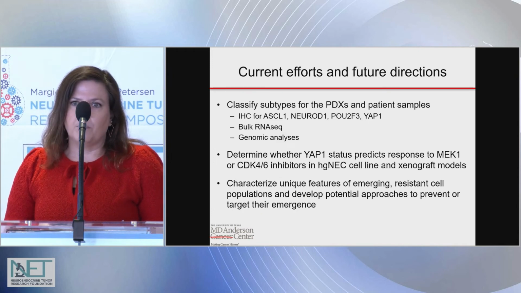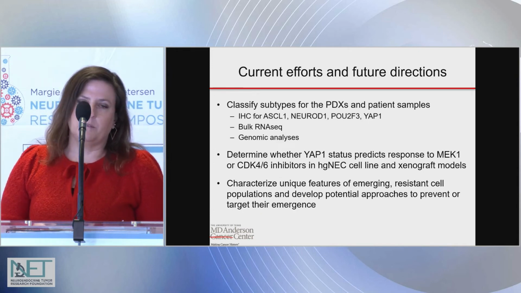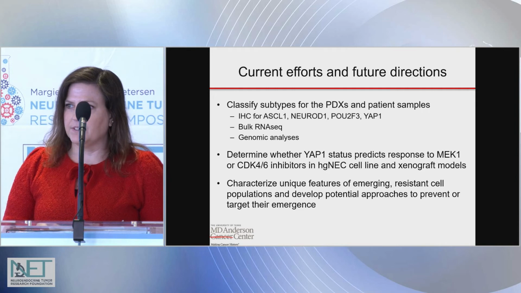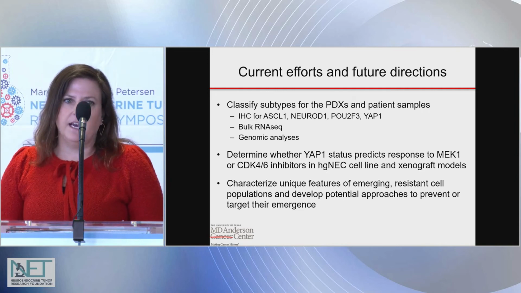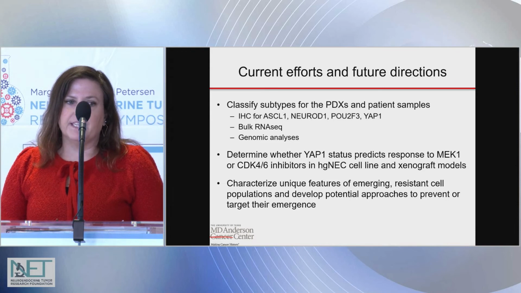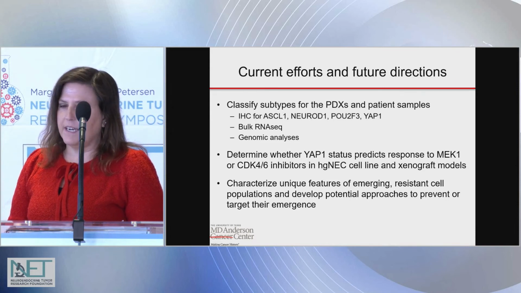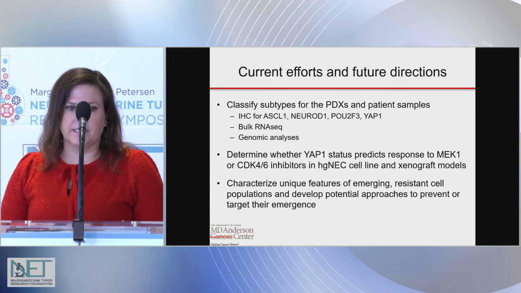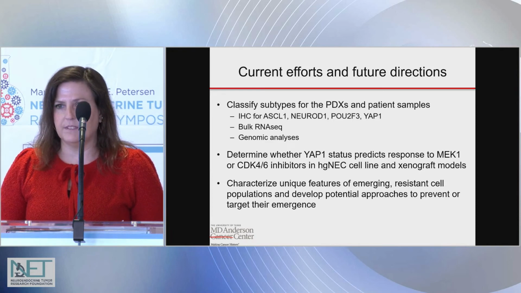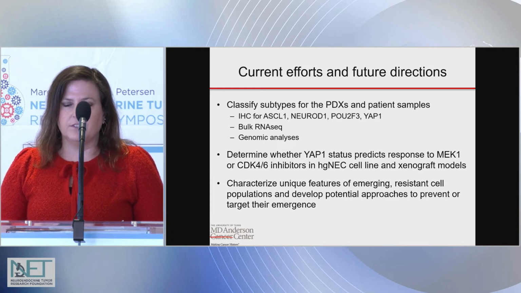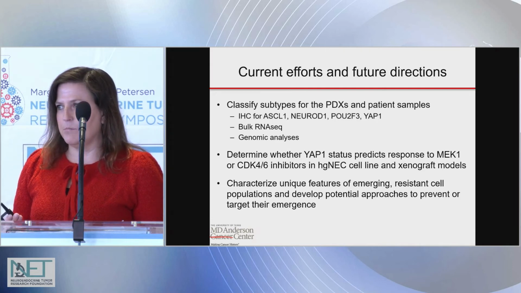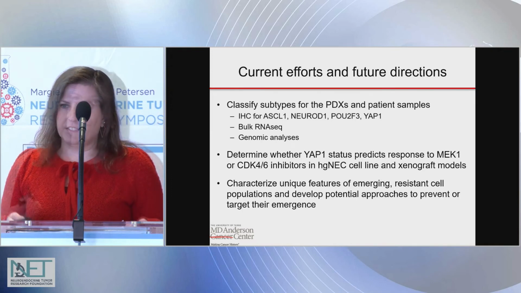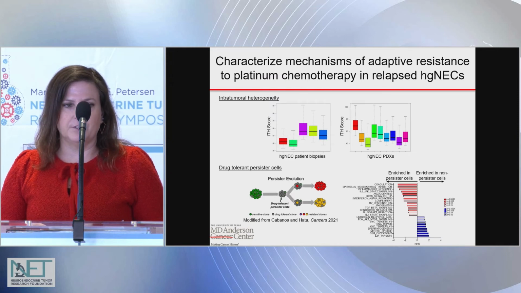So currently, our goal is to classify the subtypes for the PDXs and patient samples. To do this by performing IHC for these transcription factors, bulk RNA-seq, as well as genomic analyses. And we're very interested in determining whether or not YAP1 status actually predicts response to MEK and CDK4/6 inhibitors in these high-grade neuroendocrine cell lines and xenograft models that we've established. And our real goal is to look forward at cell populations that emerge upon relapse in patients, and to understand how we can either target these cells or prevent them from emerging in the first place.